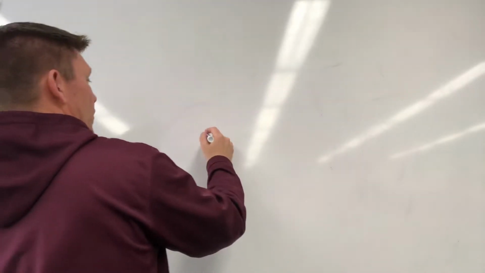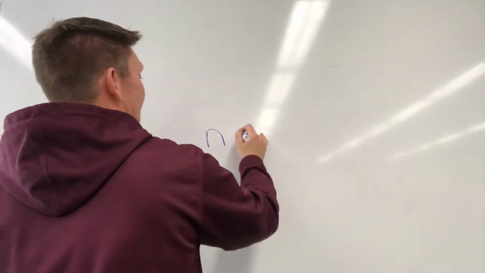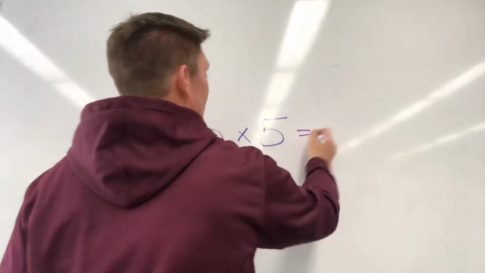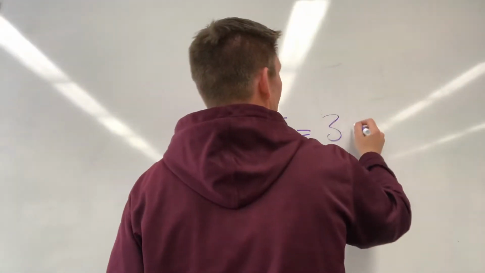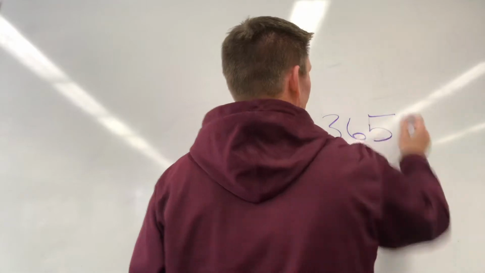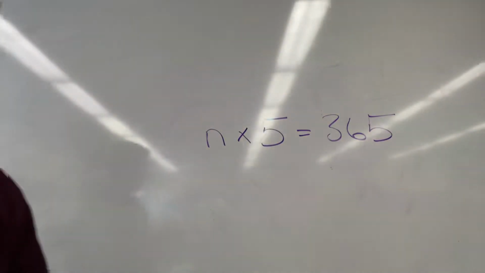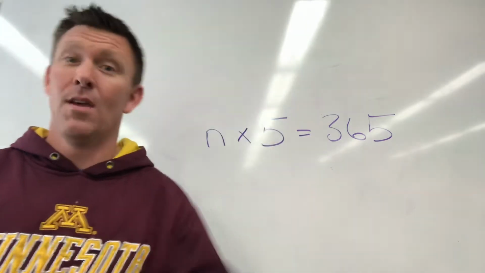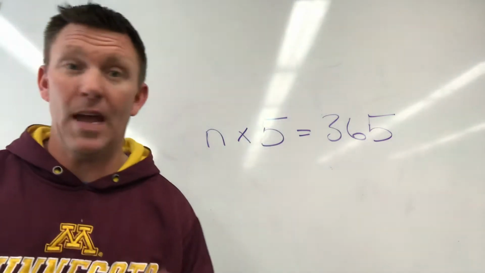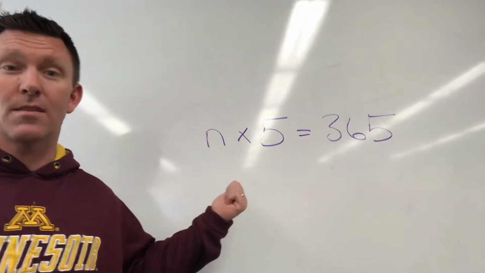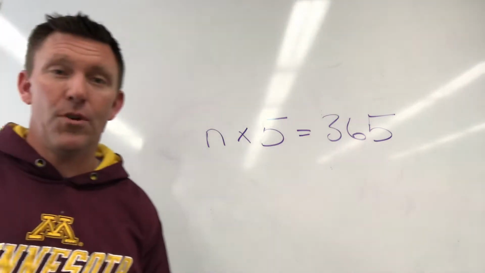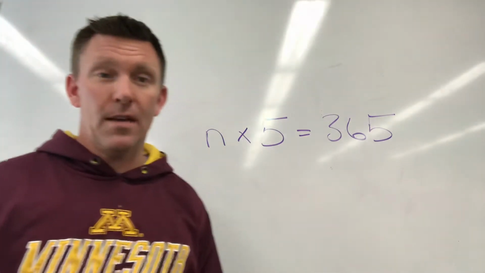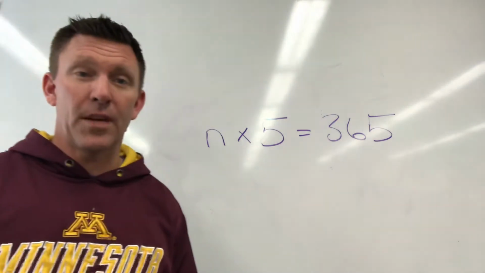So, for example, if we had n times 5 equals 365, okay? N times 5 equals 365. So something times 5 equals 365, but now I can't just figure that out in my head. In fact, I don't know what the answer is. I just made this up right off the top of my head. I don't know, but there is an easy process to figure that out.